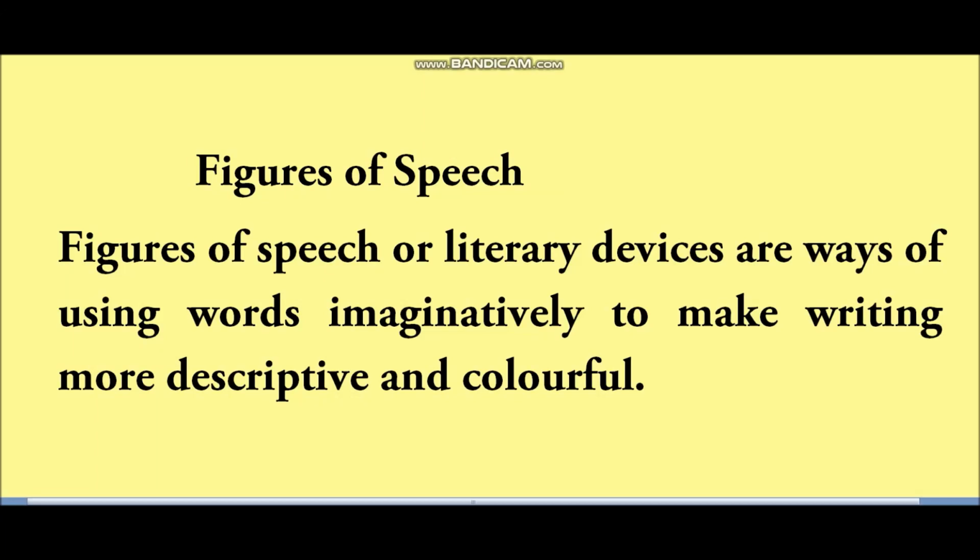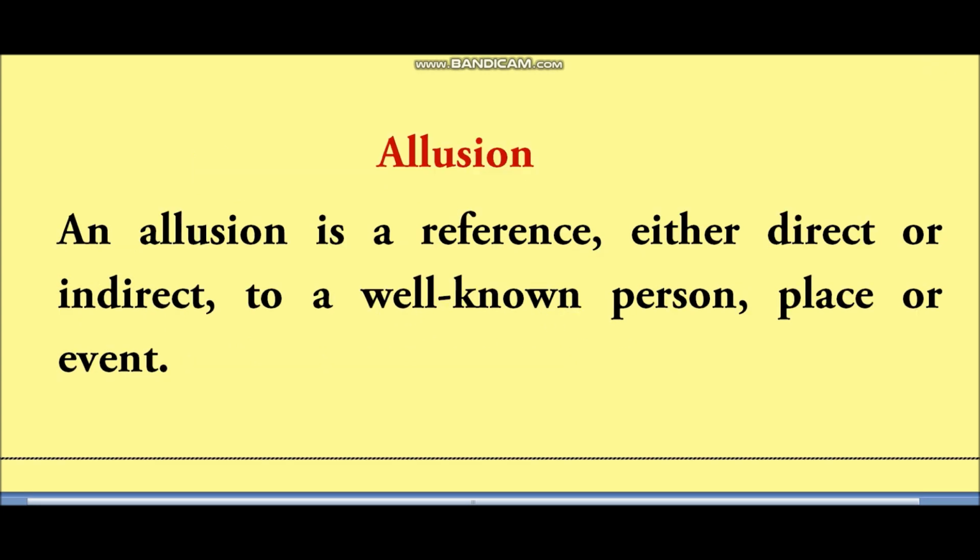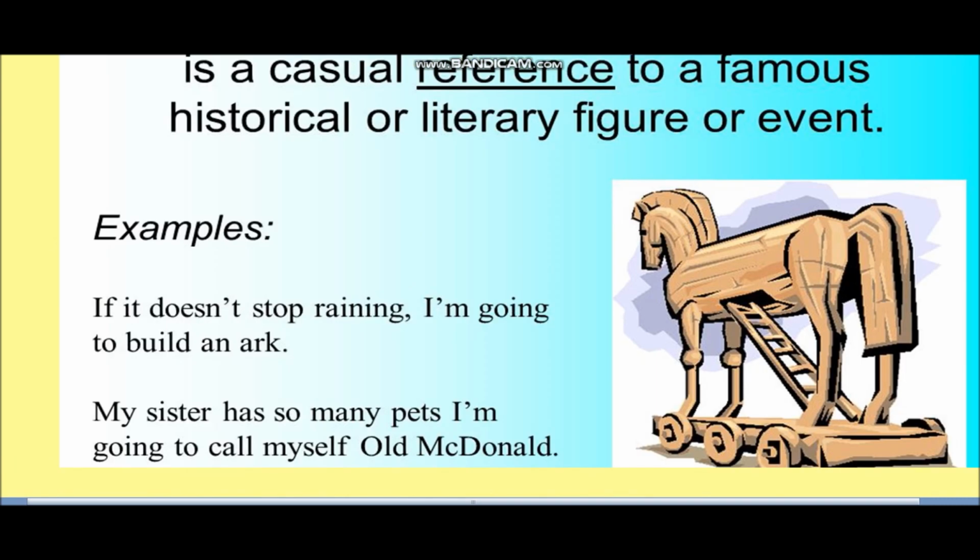Hi friends, today through this video we are going to learn some of the important figures of speech. We know figures of speech or literary devices are ways of using words imaginatively to make writing more descriptive and colorful. The first one is allusion. An allusion is a reference, either direct or indirect, to a well-known person, place or event. Let us see the examples.